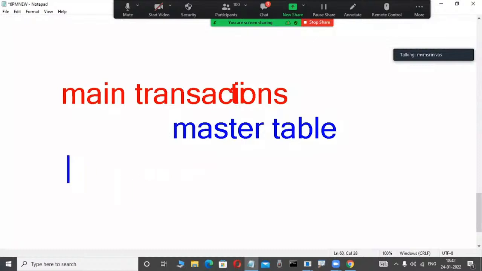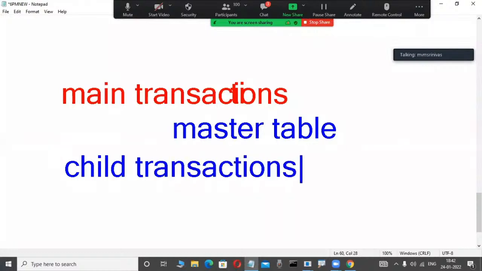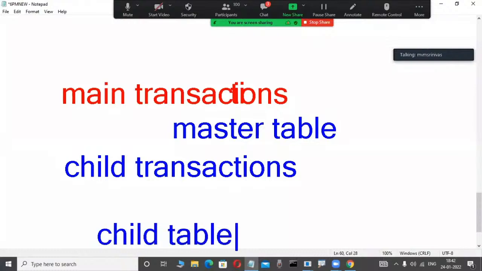Related child transactions are real-time projects. Child transactions are stored in a where? Child table. Okay, fine. For example, observe here, main transactions are stored in master table, related child transactions are stored in a where? Child table or detailed table, for example.